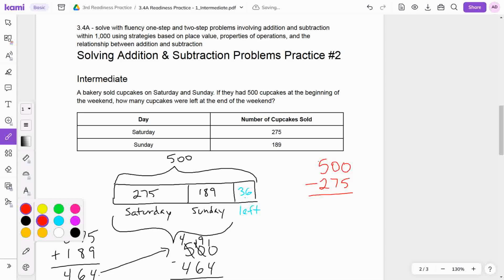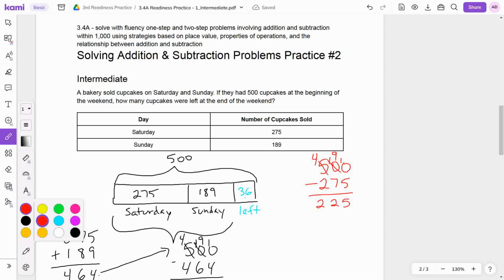So let's regroup. I have to take 100, leaving 4. That gets me 10 tens. Out of the 10 tens, I'm going to take one of the 10s, leaving 9, break it up into 10 ones. Now I can subtract 10 minus 5 is 5. 9 tens minus 7 tens is 2 tens, and 4 hundreds minus 2 hundreds is 2 hundreds. Now I've got 225 left. All I did was subtract my 275 from Saturday from the 500 I began with.